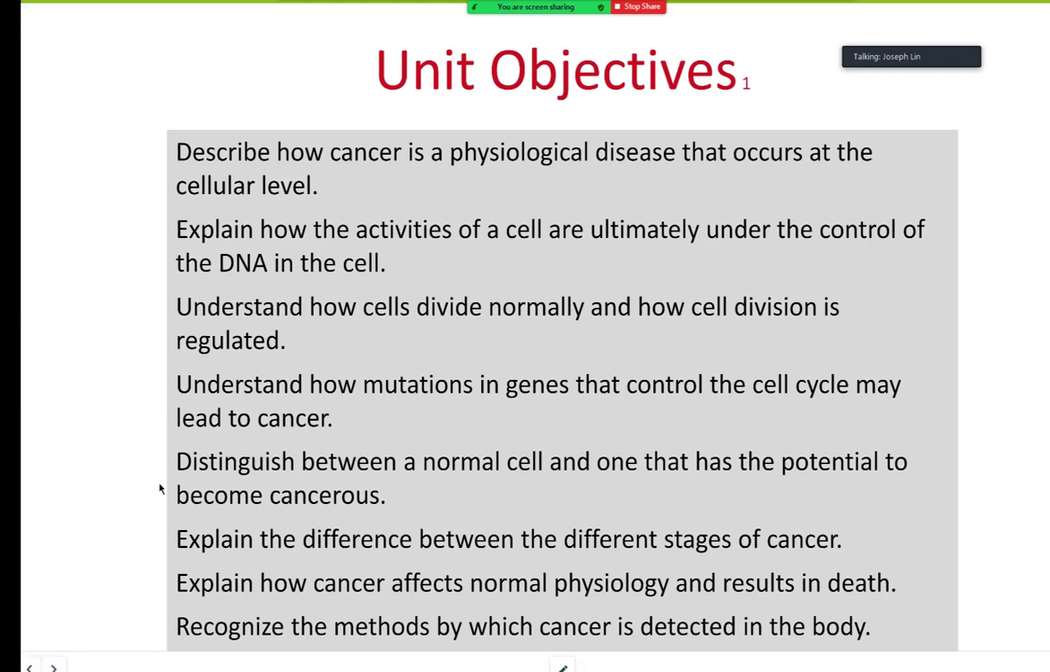So this next big module, over the next couple of weeks, we're going to uncover a couple of key objectives. Number one, I'm going to describe how cancer is a physiological disease that occurs at a cellular level. We're going to explain the activities of a cell, which ultimately control the DNA, and understand how cells divide normally, and then what happens when we dysregulate that process. We're going to understand how mutations in genes that control the cell cycle may lead to cancer, and distinguish between a normal cell and one that has the potential to become cancerous. We'll talk about the differences between the stages of cancer, and then explain how cancer affects normal physiology and results in death.